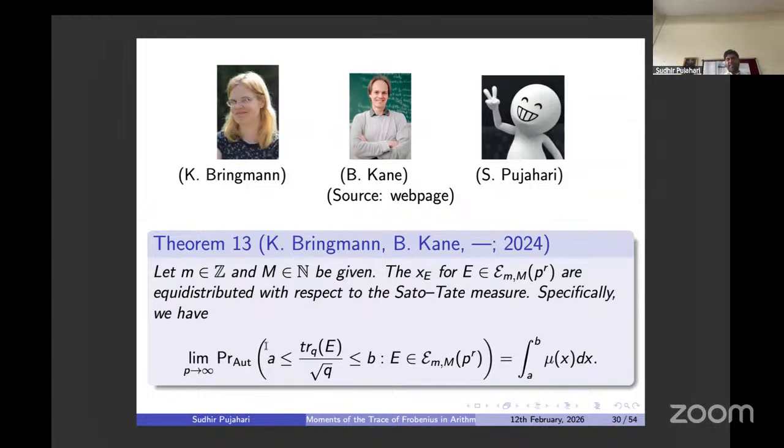So what this is saying is that once you put this restriction, which is a very strong condition, a lot of elliptic curves are going to be thrown out, and the set will become very thin. But even after this restriction, the traces of Frobenius are going to obey the Sato-Tate law, the weighted Sato-Tate law, or the weighted semicircular distribution.